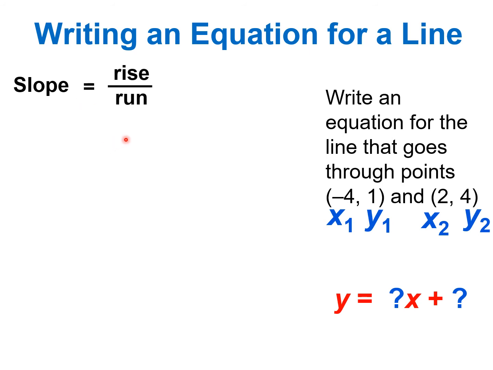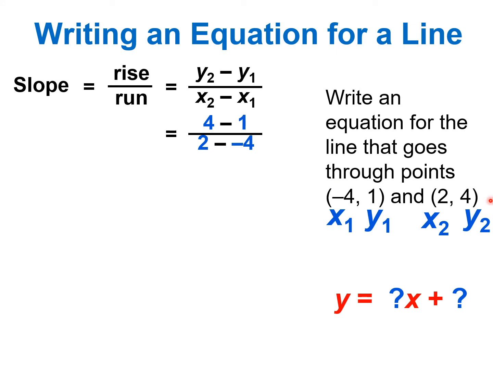We know slope is equal to rise over run. And to find the rise, we subtract the y's. And to find the run, we subtract the x's. So let's use our y's and x's here. y2 is 4. y1 is 1. So on top we go 4 minus 1. x2 is 2. x1 is -4, so on the bottom we do 2 minus -4.